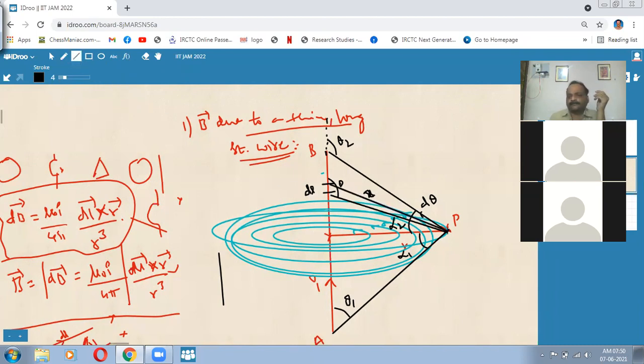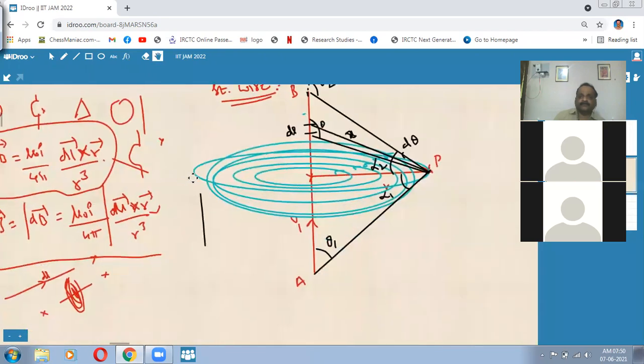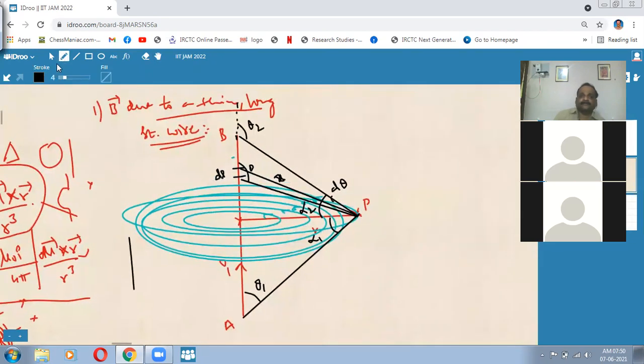Draw this figure. You find dB bar equal to mu naught by 4 pi into I dl sine theta by r square, and integrate it from theta 1 to theta 2. What do you get? I'm not giving the integration, I'm directly giving you the result. B bar equals mu naught I by 4 pi r into cos theta 1 minus cos theta 2.